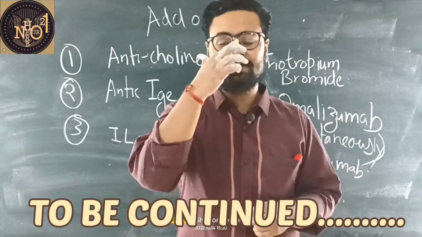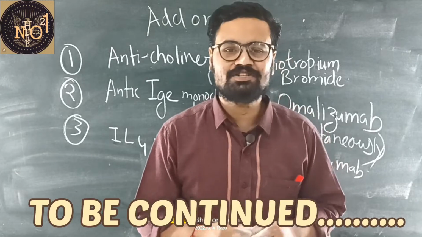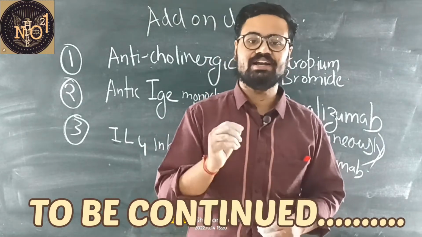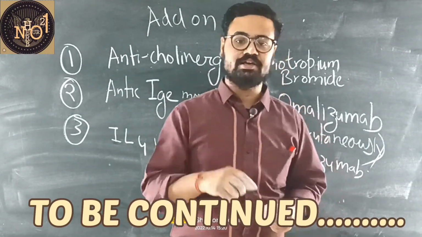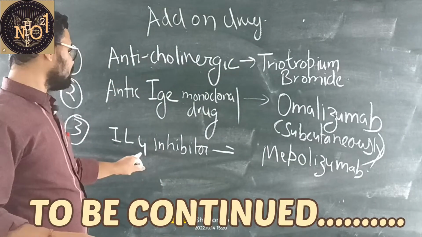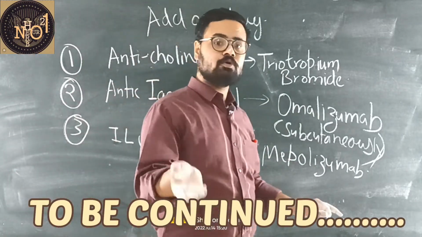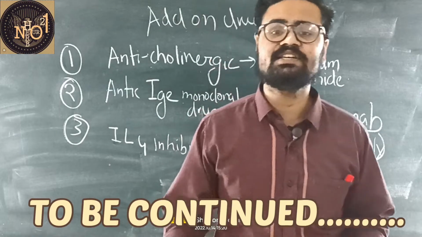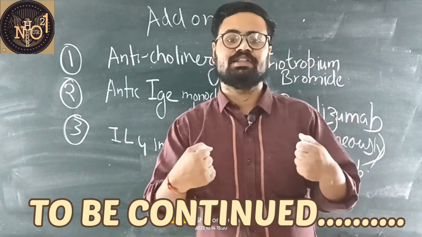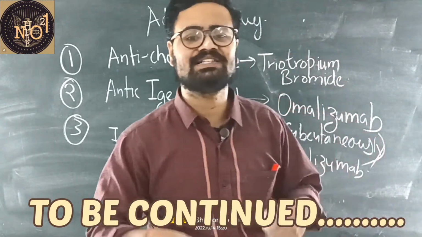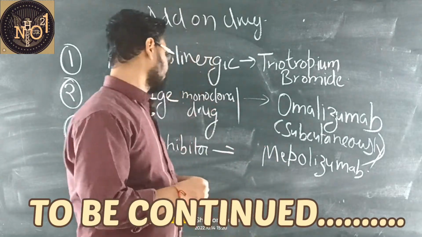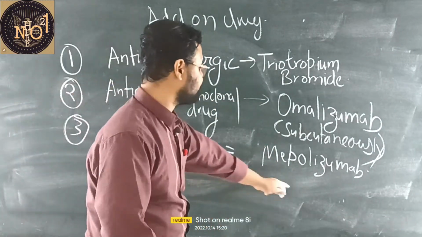Interleukin 4 stimulates the plasma cells to produce immunoglobulin E. So if we block interleukin 4, then we will not produce IgE, and if the IgE is not produced, it will block the mast cell and IgE complex, and histamine will not be released. So therefore the drug of choice is mepolizumab.